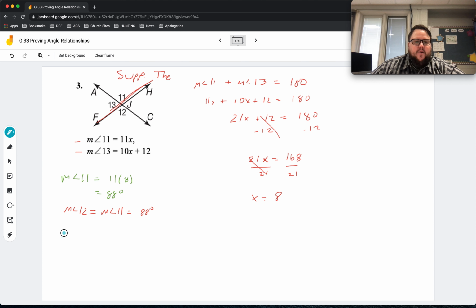And then measure of angle 13 equals 10 times x, which is 8, plus 12. So you get 10 times 8 is 80. 80 plus 12 is 92 degrees. And those are our answers for this assignment.